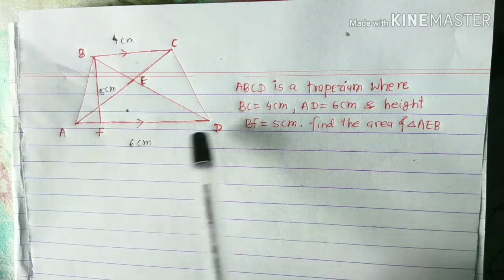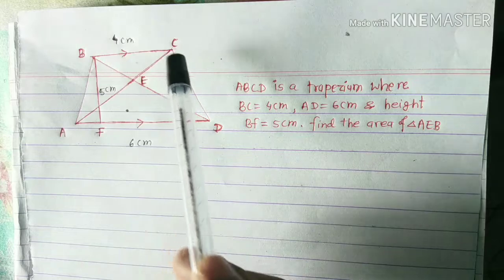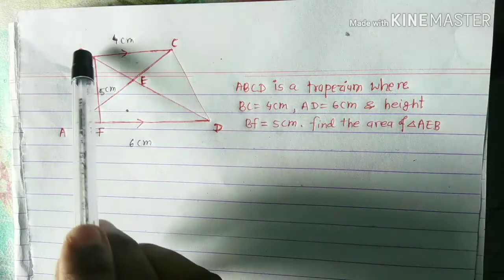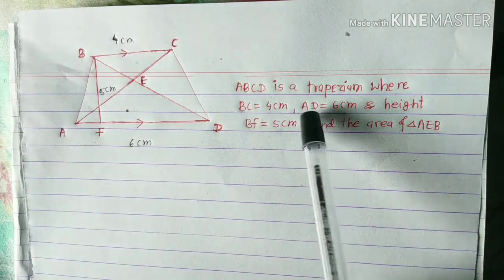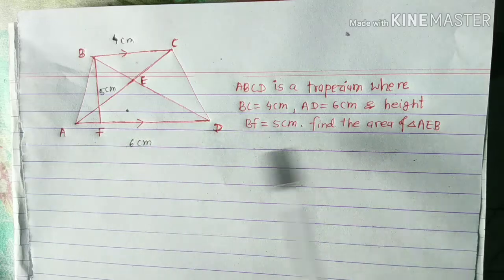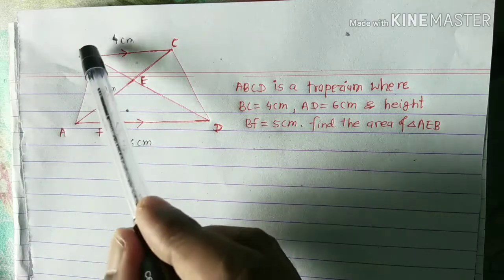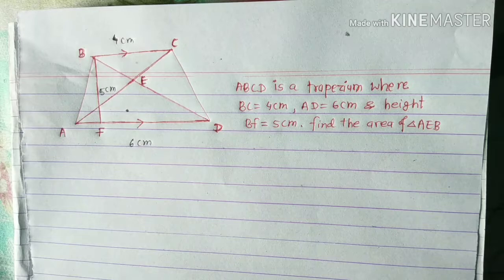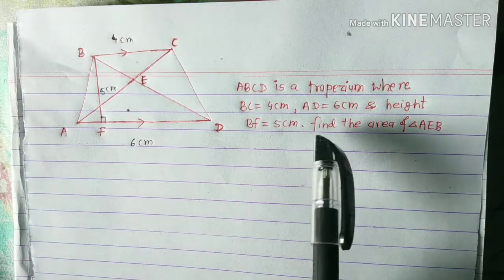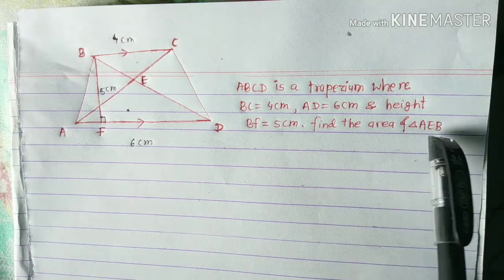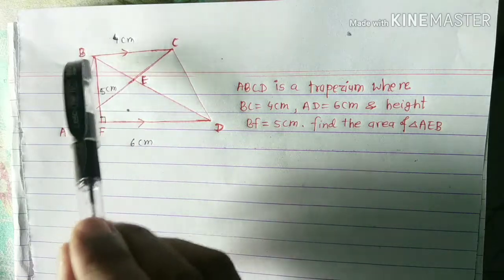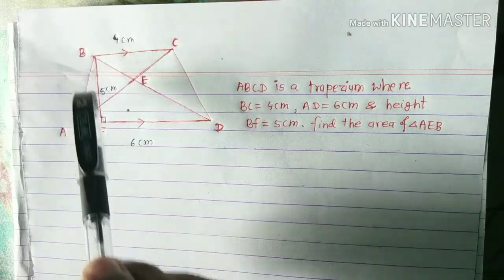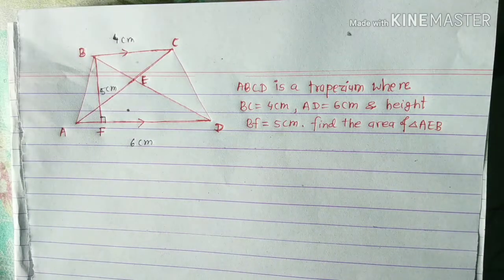So this ABCD is a trapezium here, and the BC side is 4 centimeter and AD side is 6 centimeter, and the height BF is 5 centimeter, and then it is asked to find the area of triangle AEB. So this triangle's area is asked to find in the question.